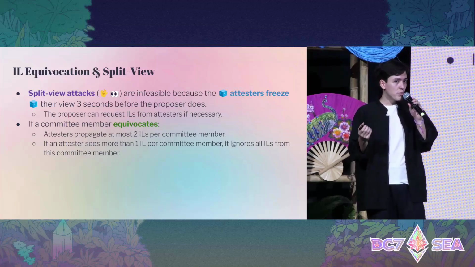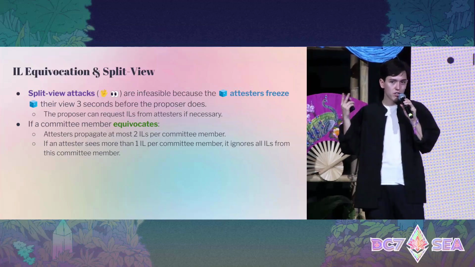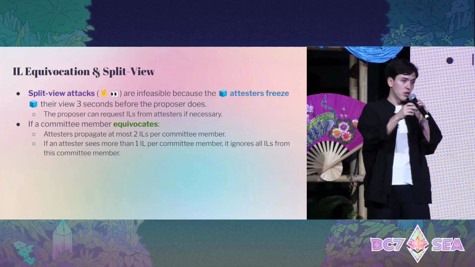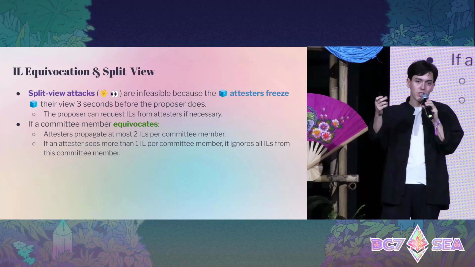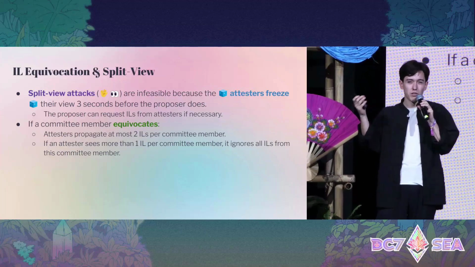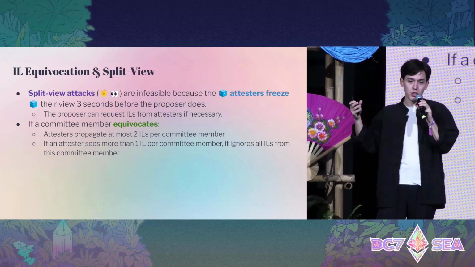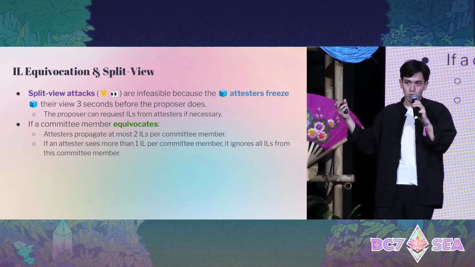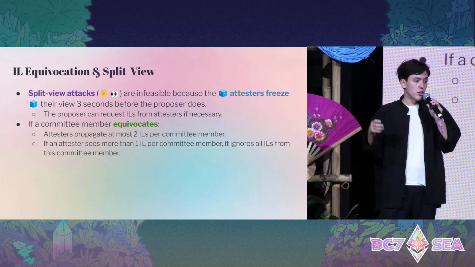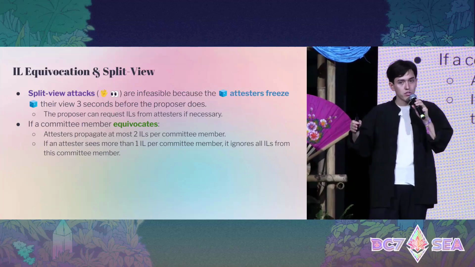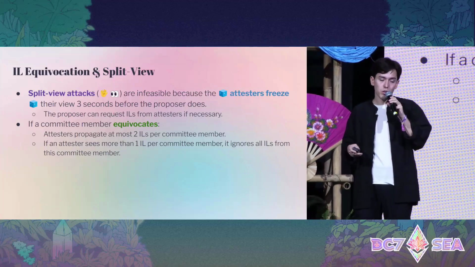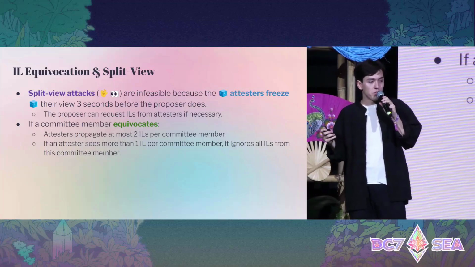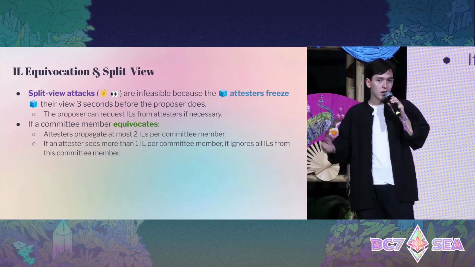We've talked a little bit about the split view, but in fact, there are two split view attacks to consider. First of all, there's the split view where inclusion list committee members ensure that the block producer would have a worse view of the available inclusion list than the attesters. And this is bad, because then the block producer can't produce a block that becomes canonical. So we prevent this by giving the block producer 3 extra seconds in which the attesters have already frozen their view. And then secondly, there's a split view attack that's related to IL equivocation.